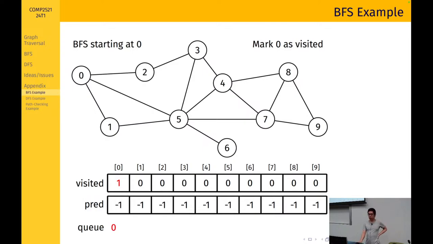In our main loop, we dequeue the vertex from the front of the queue, so we dequeue 0. Now we explore 0. The neighbors of 0 are 1, 2, and 5, and we look at each of these in turn. Vertex 1 hasn't been visited yet, because it's still 0 in the visited array. So we mark it as visited, set its predecessor to 0, because that's the vertex we're currently exploring, and we enqueue it.